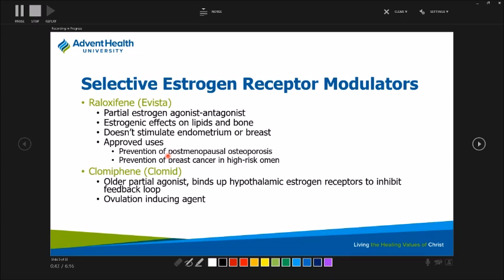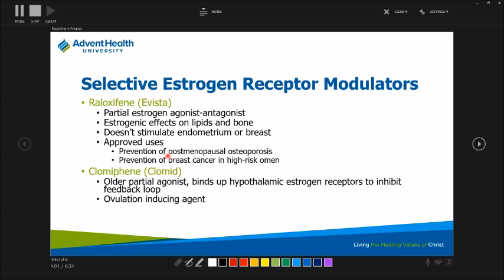Another agent here is called clomiphene. This is actually an older partial agonist, and it works to inhibit the negative feedback loop higher up on the HPA axis, right? It's actually working between the hypothalamus and the anterior pituitary. That will inhibit the negative feedback loop, and we use this very commonly to help stimulate ovulation.